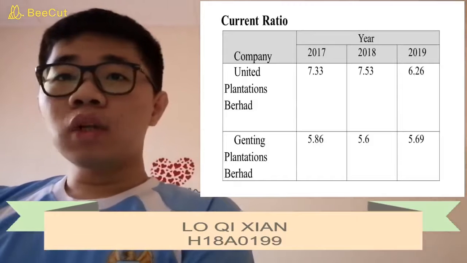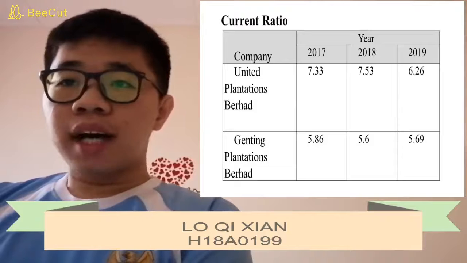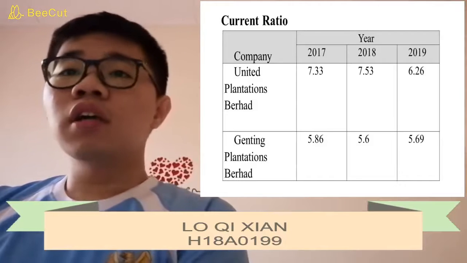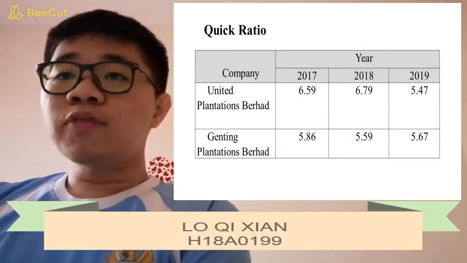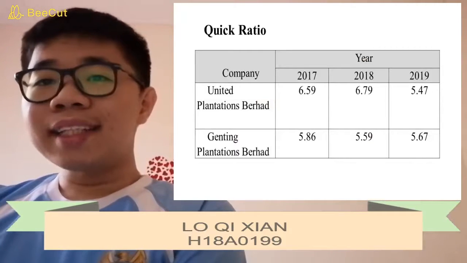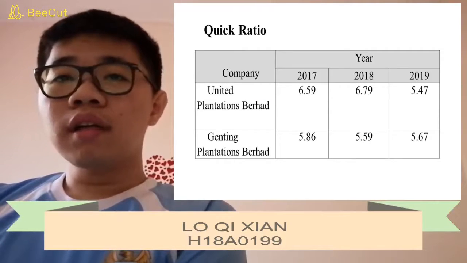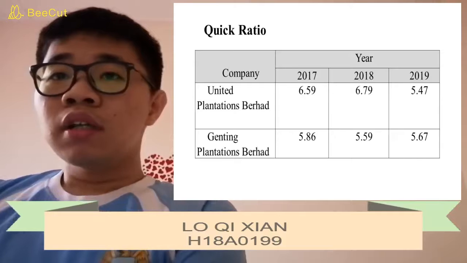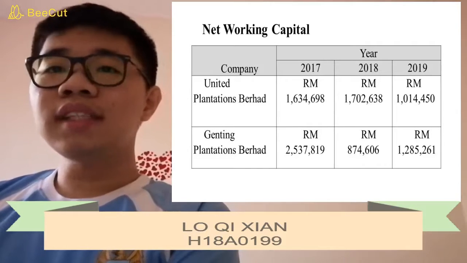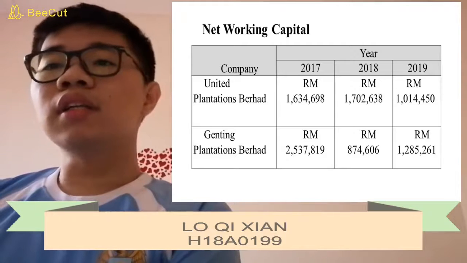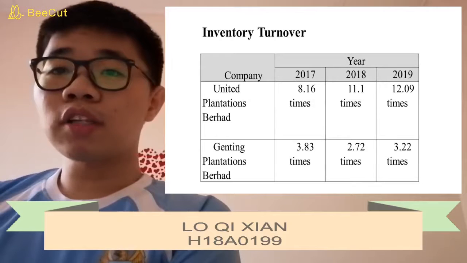Now I'm talking about the vertical analysis. For current ratio, the performance of United Plantation Berhad is more consistent compared to Genting Plantation Berhad. For quick ratio, the performance in managing quick ratio in Genting Plantation Berhad is unstable compared with United Plantation Berhad. For net working capital, the net working capital in United Plantation Berhad was inconsistent. However, the net working capital in Genting Plantation Berhad was way more than United Plantation Berhad.